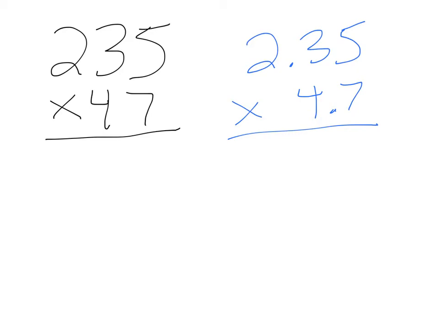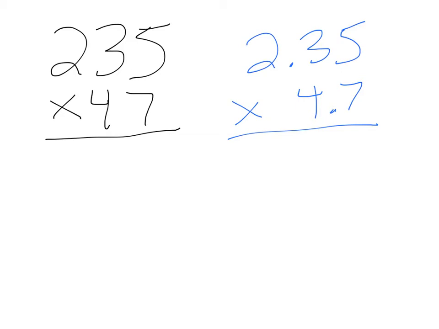So either way, you're going to multiply them the exact same way. With 235 times 47, and the same way as if I was multiplying the 2.35 times 4.7, I'm going to multiply it as if it's 235 times 47. Those decimals really don't come into play until we put the decimal into our answer. So let's start with the whole number one over here on the left.